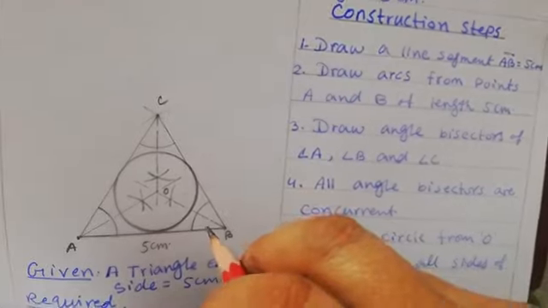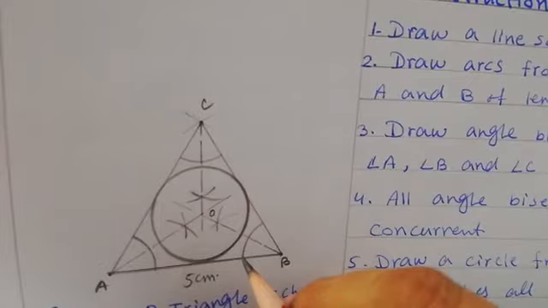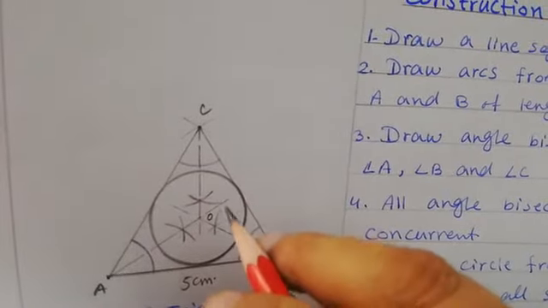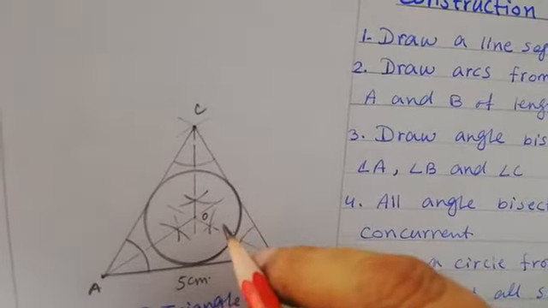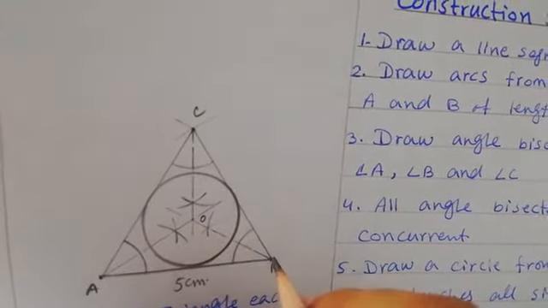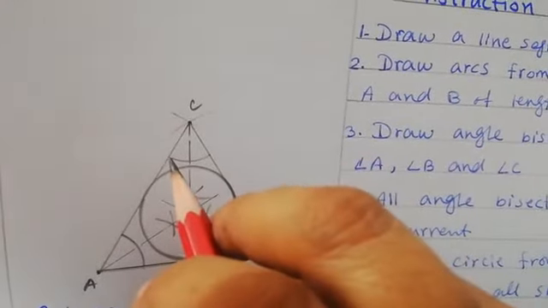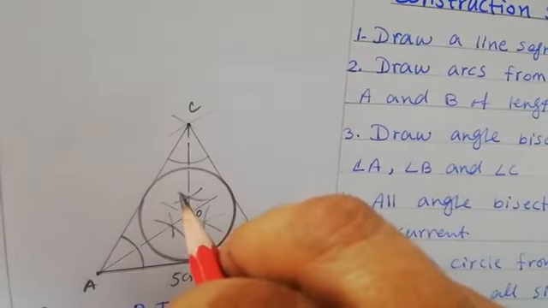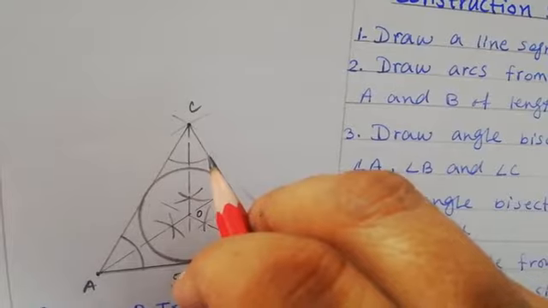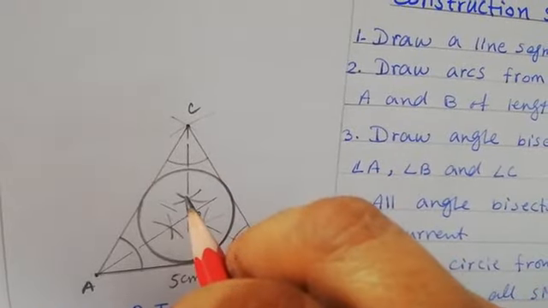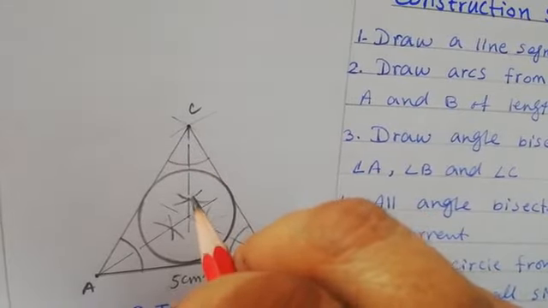And now we are going to bisect the angle B. How can we bisect? Fix your compass at this point and draw an arc. Now fix your compass at this point and draw another arc. Then join this point with point B. Now move to point C, draw an angle sign, and then put your compass at point C and draw an arc, and then again put your compass at this point and draw another arc. Both arcs will meet each other, and then you will join this point with C.